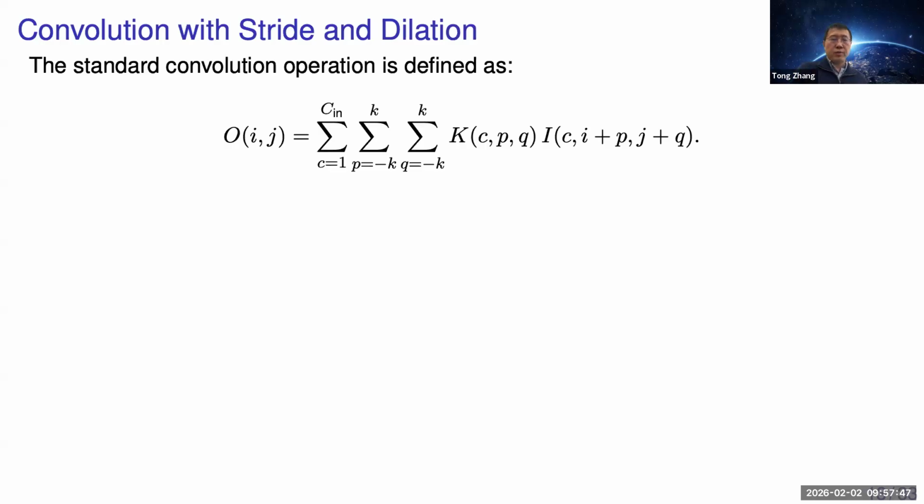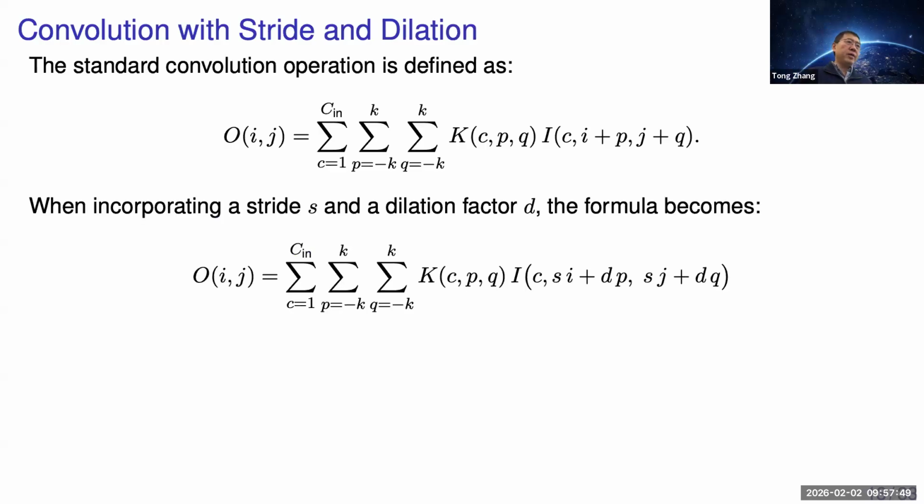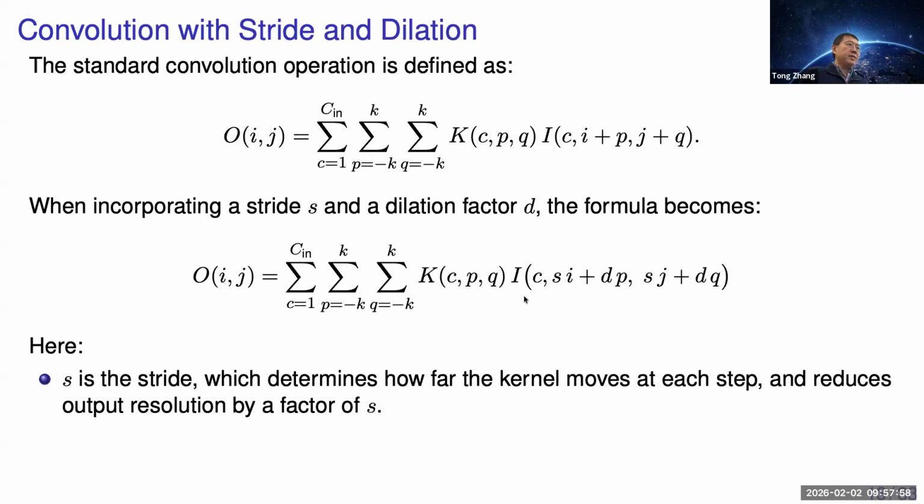They need a stride. Roughly speaking, the formula is here, and you can read the math, but loosely what it does is the following. S is the stride, which determines how far the kernel moves at each step. Basically, if you have, let's say, a 6 by 6 image, a stride of 2 roughly gets you a 3 by 3. There are some boundary effects, padding and so on, but ignore that. It just divides by 2. Stride makes you shrink.